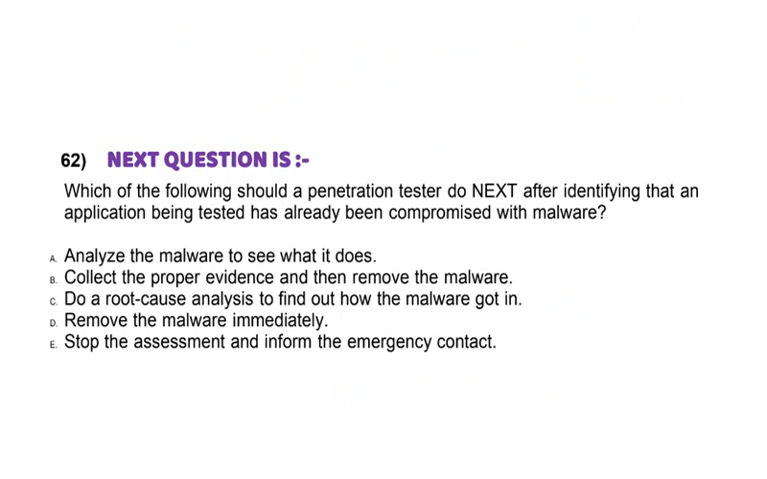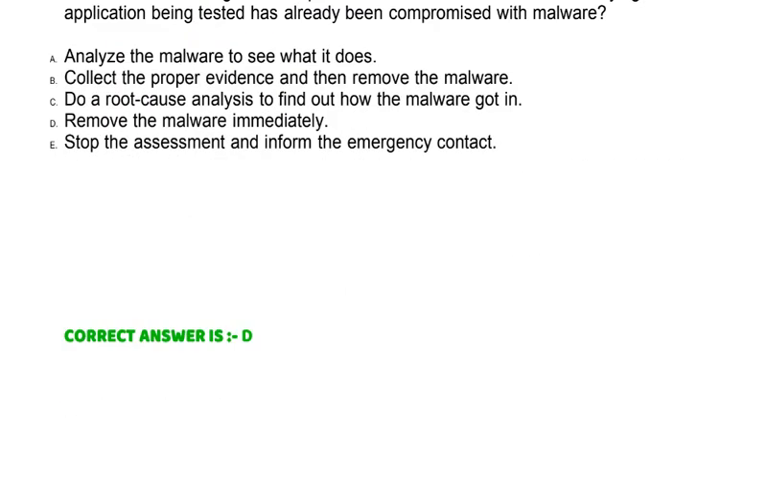Our question is, which of the following should a penetration tester do next after identifying that an application being tested has already been compromised with malware? Option A, analyze the malware to see what it does. Option B, collect the proper evidence and then remove the malware. Option C, do a root cause analysis to find out how the malware got in. Option D, remove the malware immediately. Option E, stop the assessment and inform the emergency contact. Correct answer is option D.